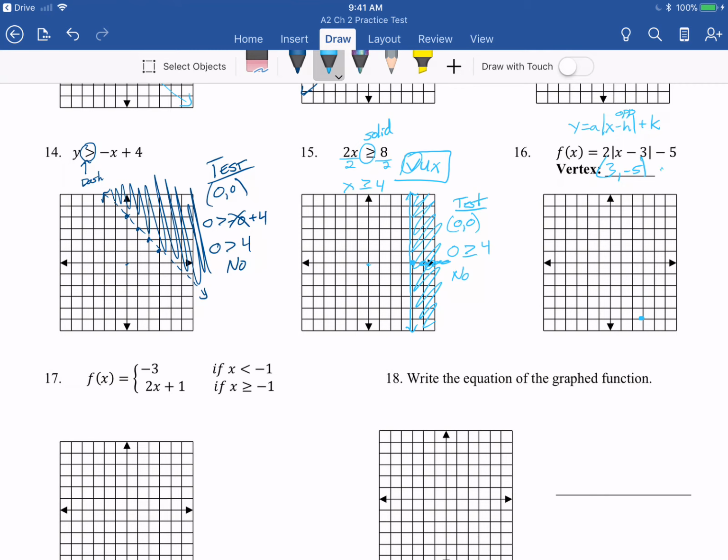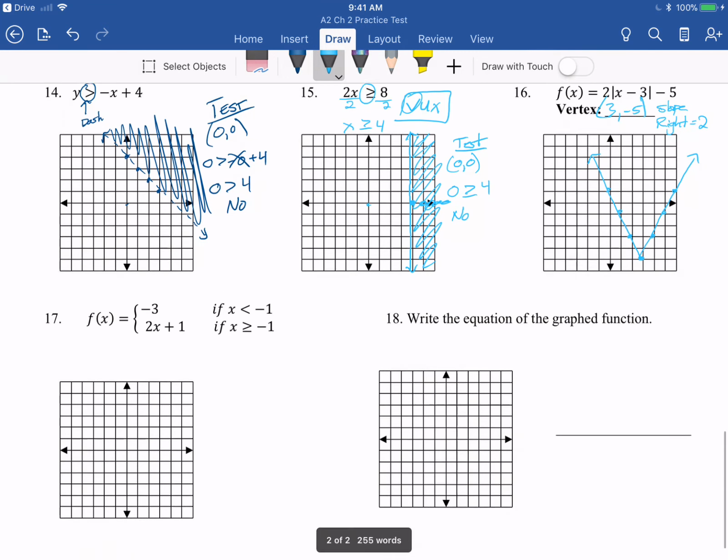So my slope to the right equals 2. So I walk up 2 over 1, up 2 over 1, up 2 over 1. There we go. And now I have to walk the opposite slope. So I go negative 2 to make my v. There we go. And there is my v.